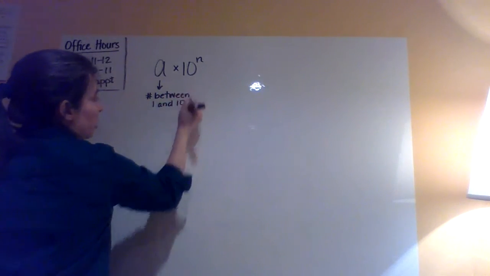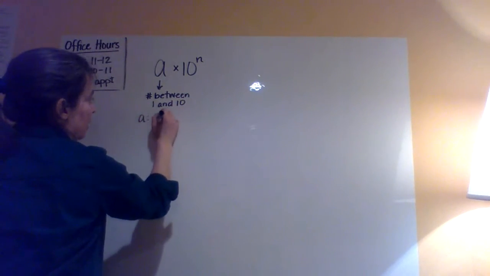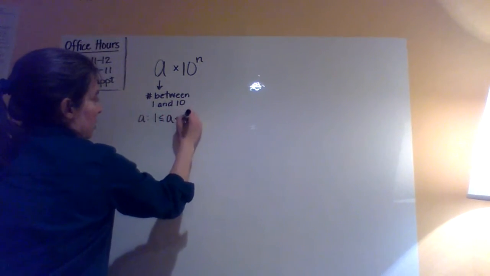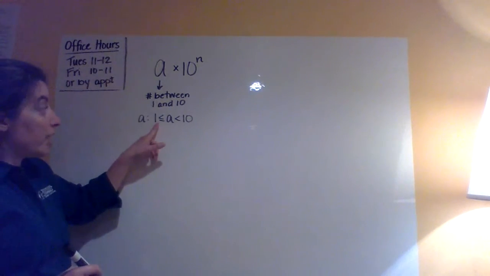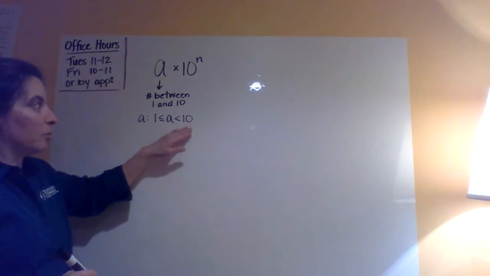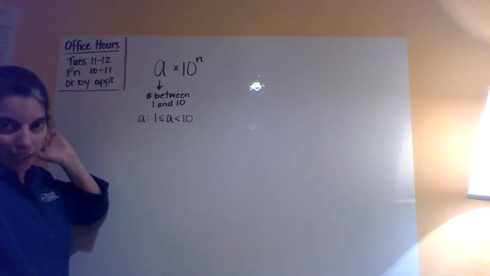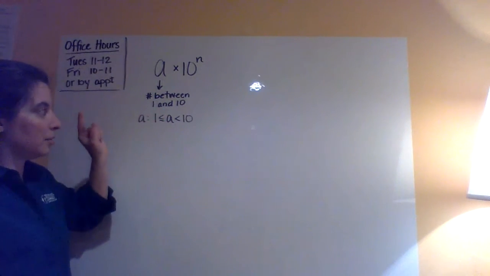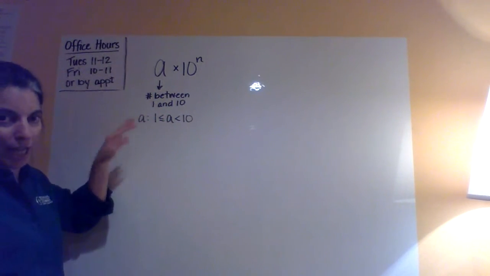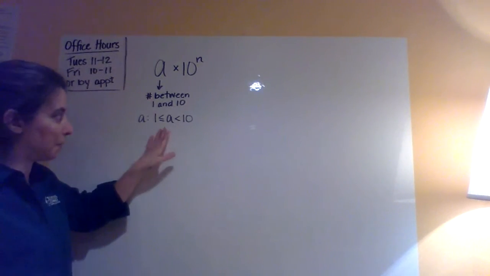Now, if you look at your notes, it says A has to be like this, right? If we think back to what this means, it means A has to be greater than or equal to 1, but less than 10. So it can't actually be 10. It has to be like 9, but it could be 9.9999999. It can't actually be 10. In other words, this has to have one digit in front of the decimal point, 9 point something or 7 point something. It couldn't be 17 point something.